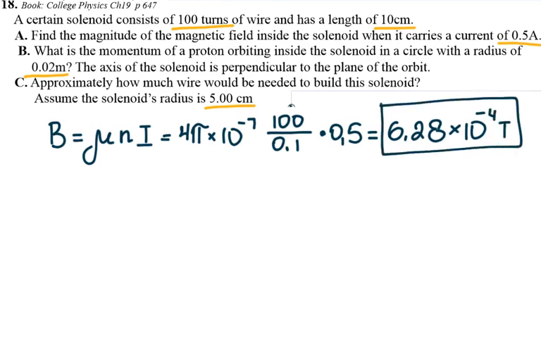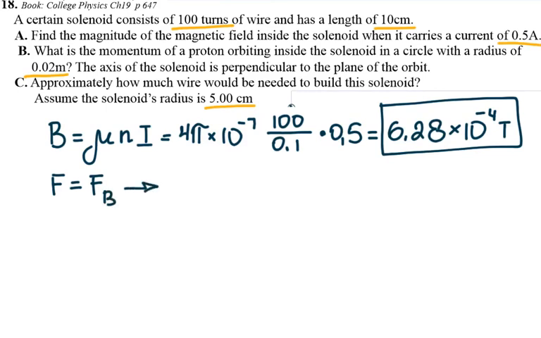So for the second question, they ask you to find the momentum of the proton orbiting in a circle of radius 0.02 meters near the center of the solenoid. We can say that the force acting on the proton is the magnetic field force. So I can say for B that the force is equal to the magnetic field force.